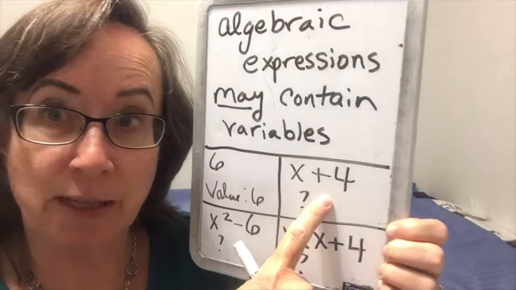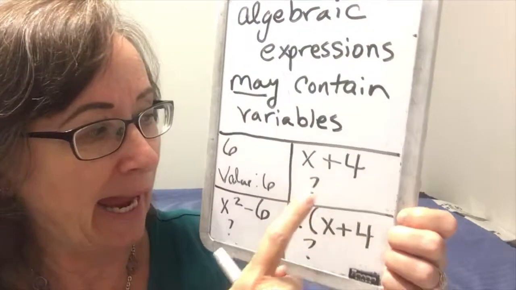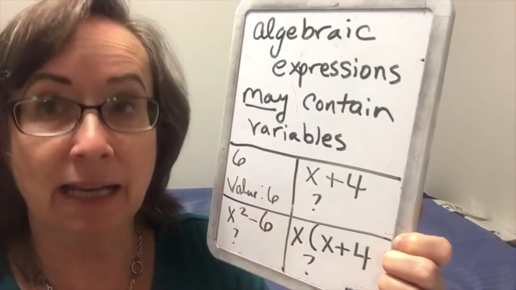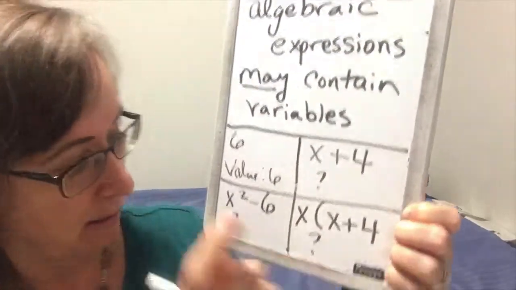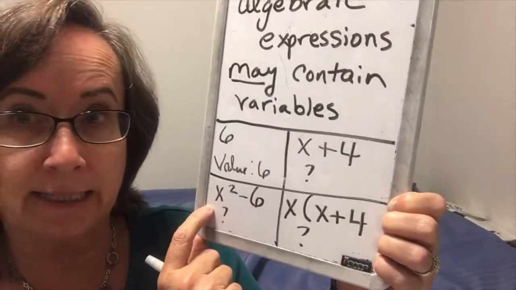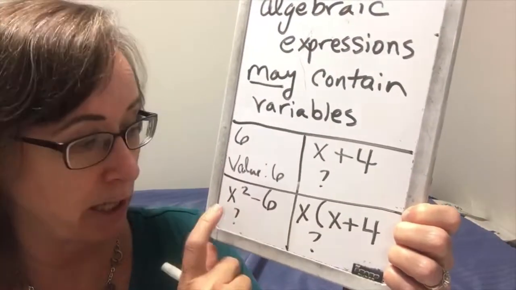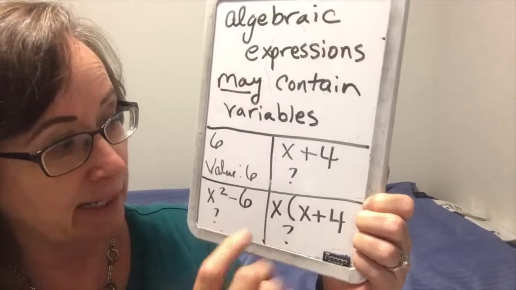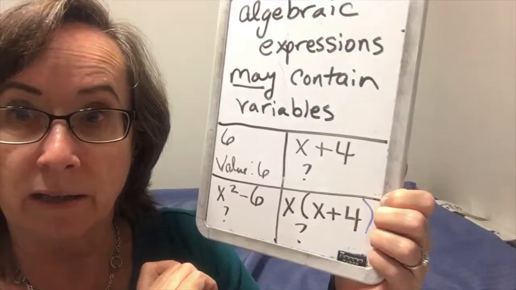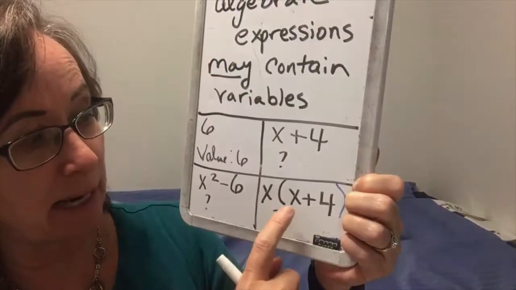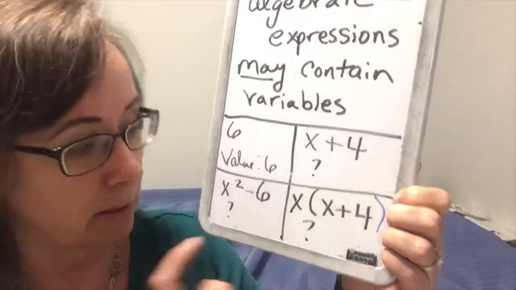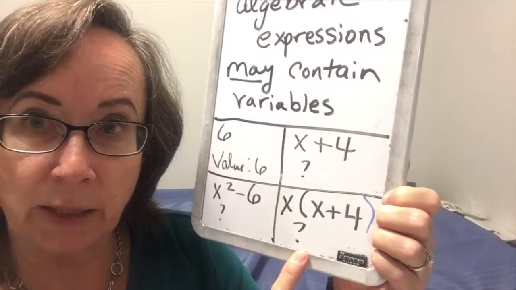But here, x plus 4 has a variable in it, and we cannot determine its value unless we know what x is. X squared minus 6 is a variable expression. It's algebraic, and we can't determine its value unless we know what our x is. X times x plus 4, algebraic expression, has a variable. We don't know what its value is.